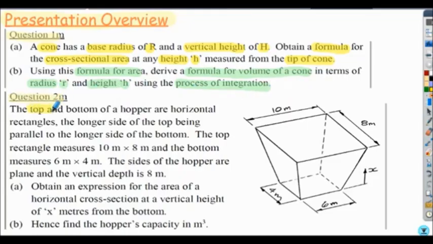Question 2m. The top and bottom of a hopper that's shown in the sketch are horizontal rectangles. We're given the dimensions at the top of the hopper and also at the bottom of the hopper, and we're told the vertical depth or height of the hopper. So initially we have to develop an expression for the area of the horizontal cross section at any vertical height, measured as x, shown here on the diagram on the bottom of the hopper, and then we have to find the hopper's capacity in meters cubed. So essentially part B will integrate the expression formed in part A. Similar process to that involved in question 1m.